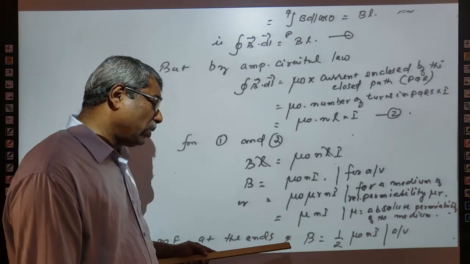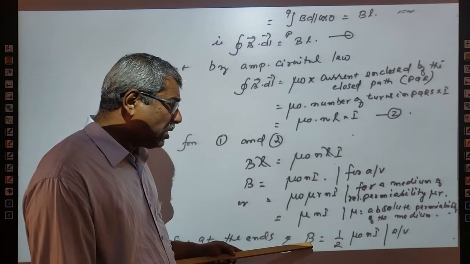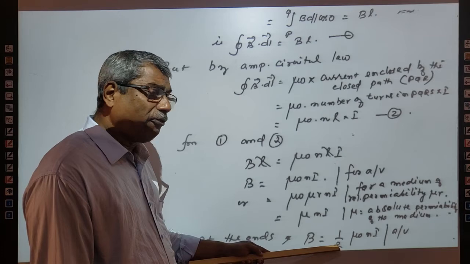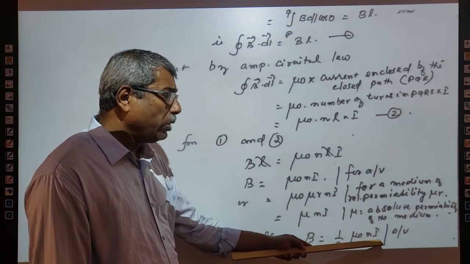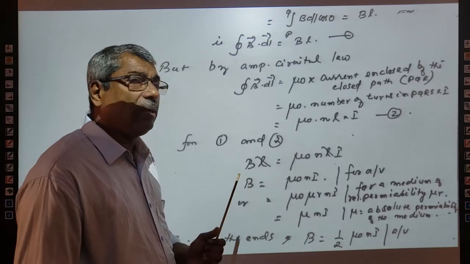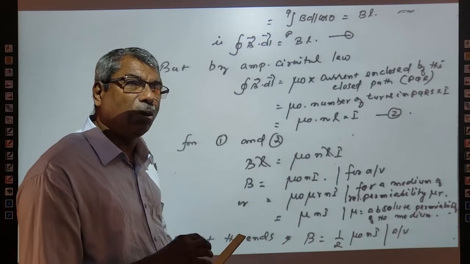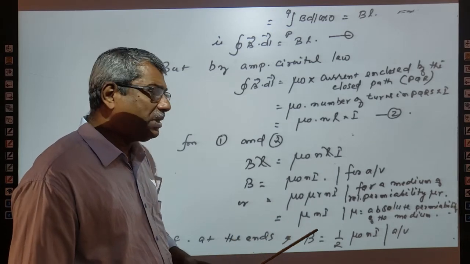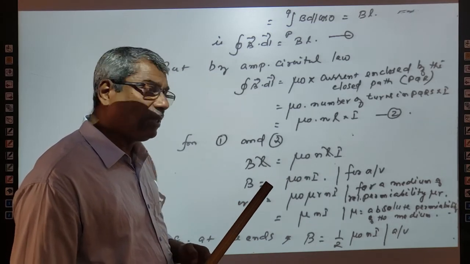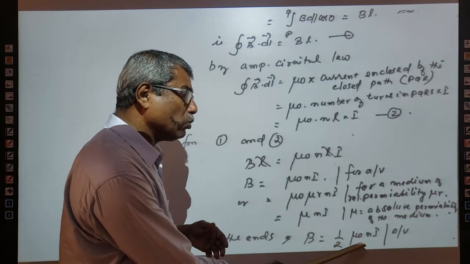Right? It can be proved that at the ends of the solenoid, the magnetic field intensity B is equal to half, 1 by 2, into mu 0 nI for air or vacuum. That means the intensity of magnetic field inside, at the center part along the axis, is maximum, but at the ends of the solenoid, the intensity becomes just half, that is equal to half mu 0 nI.